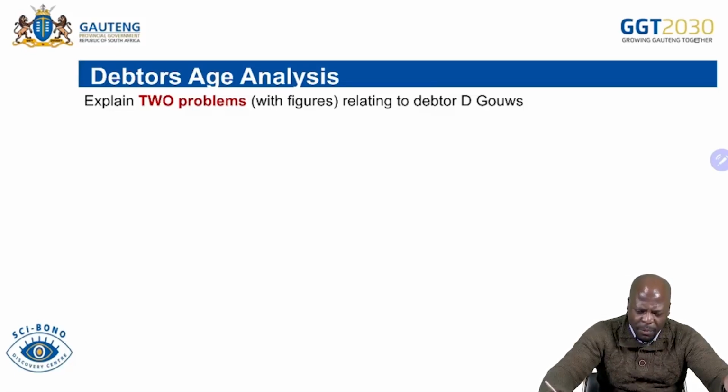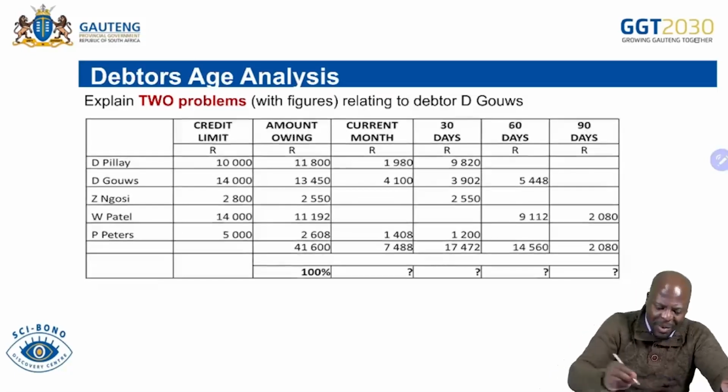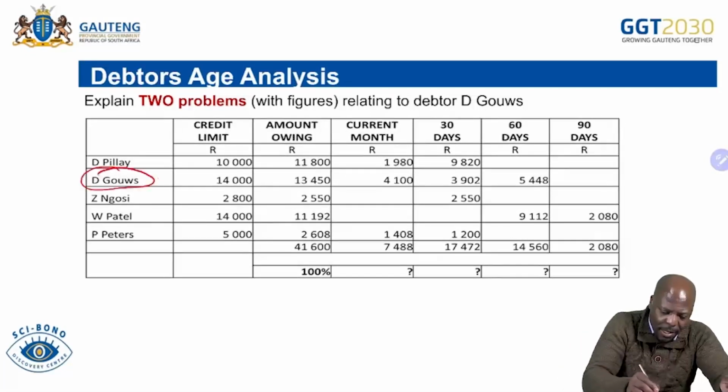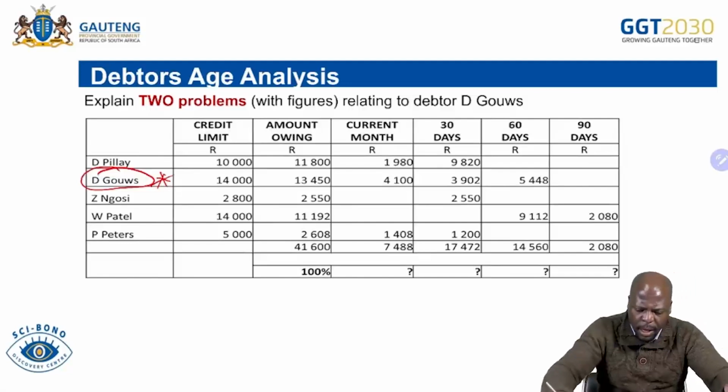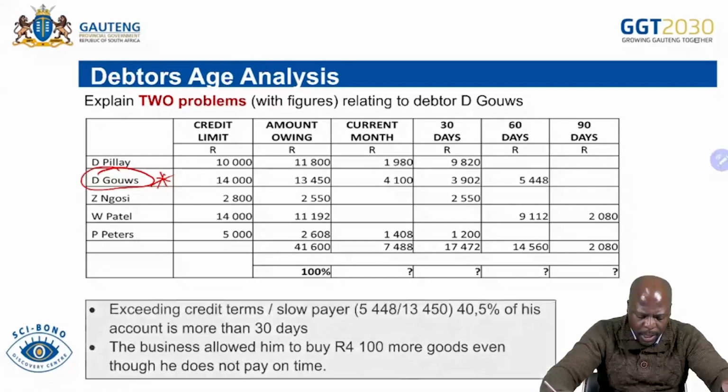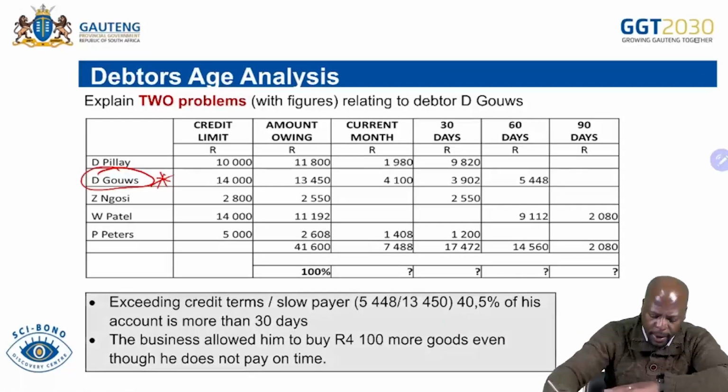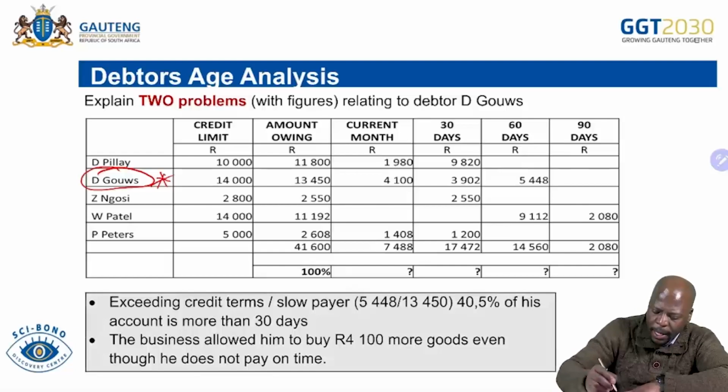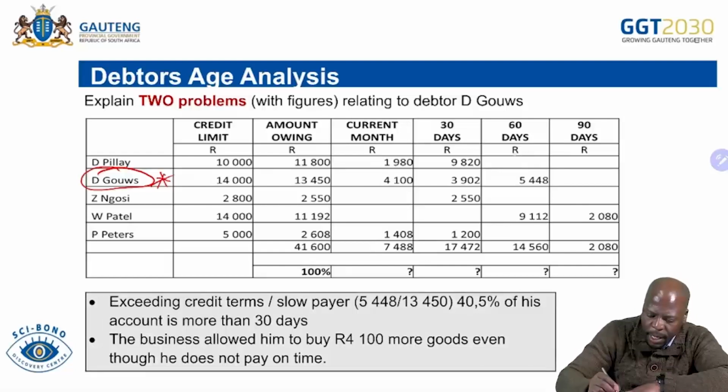Explain two problems with figures relating to debtor D. Gauss. Let's see, where's Mr. Gauss? Here is where Mr. Gauss is hiding. Let's see. There were two problems relating to Mr. D. Gauss. Let's quickly look at it. He has exceeded the credit terms. Okay, he's a slow payer. Let's look at it. His credit limit here is 14 and he's 13. So in terms of credit limit, it is okay.